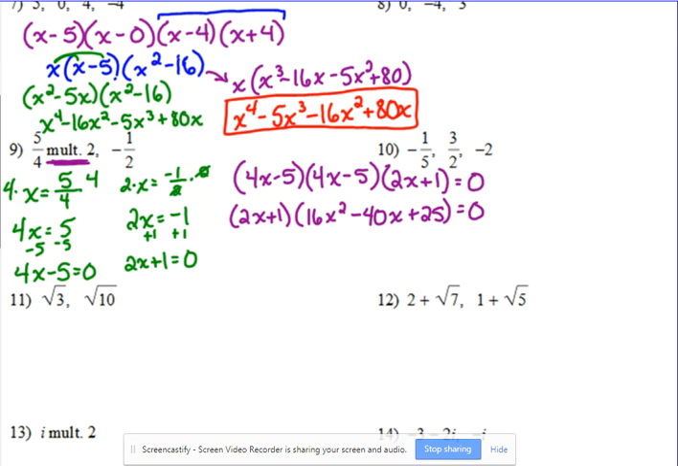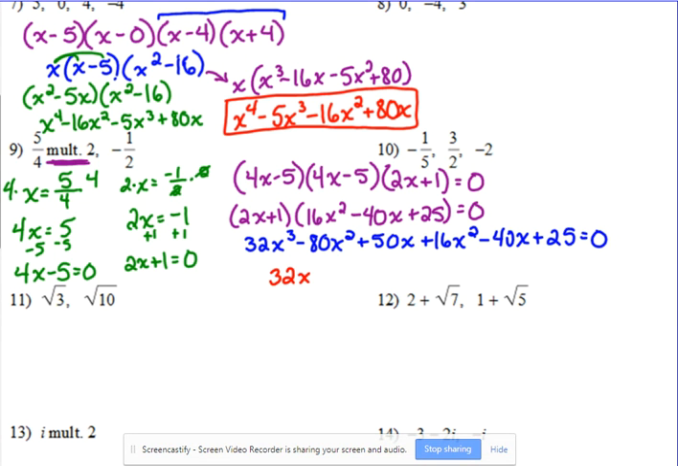Okay. Then let's multiply that out. Distribute the 2x to everything. 32x cubed minus 80x squared plus 50x. Distribute the 1. So plus 16x squared minus 40x plus 25. Combine like terms. 32x cubed. Negative 80 plus 16 is negative 64x squared. 50x minus 40x is plus 10x plus 25.